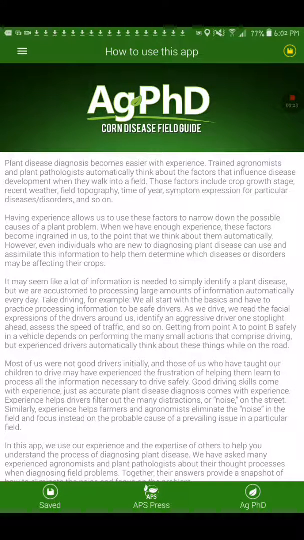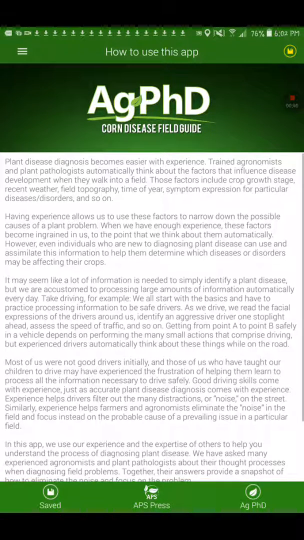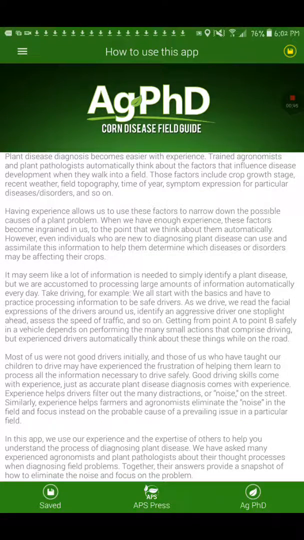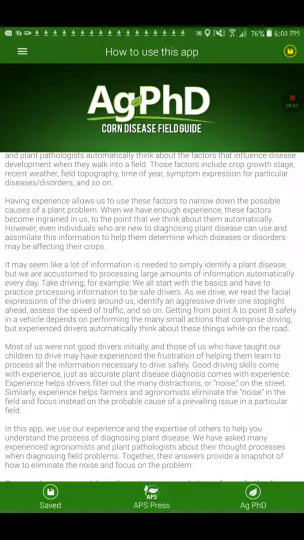Trained agronomists and plant pathologists automatically think about the factors that influence disease development when they walk into a field. Those factors include, excuse me, crop growth stage, recent weather, field topography, time of year, symptom expression for particular diseases and disorders, and so on. Having experience allows us to use these factors to narrow down the possible causes of a plant problem. When we have enough experience, these factors become ingrained in us, to the point where we think about them automatically.